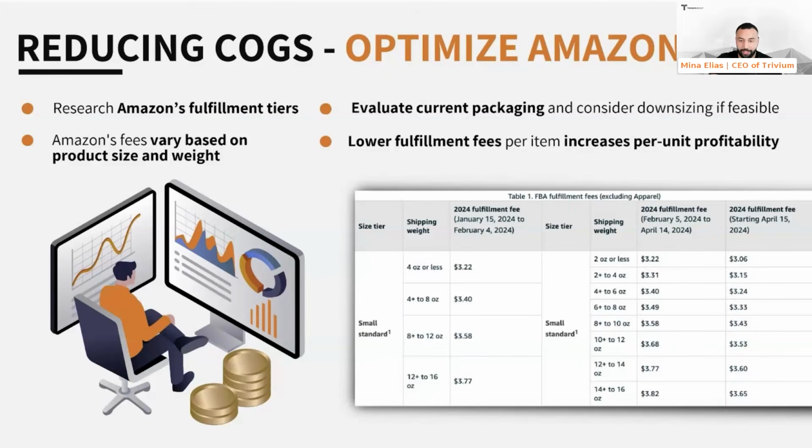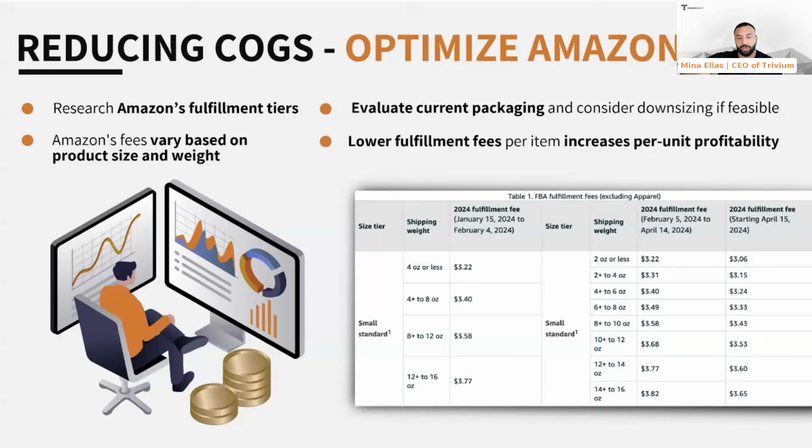So you have small standard here, and you can see the shipping weights: 4 ounces, 4 to 8, 8 to 12, 12 to 16. So do you have a 9-ounce product? Maybe you can get it to 7 ounces and 50 cents and go from 358 to 340, which is, again, not like a huge saving or anything like that.